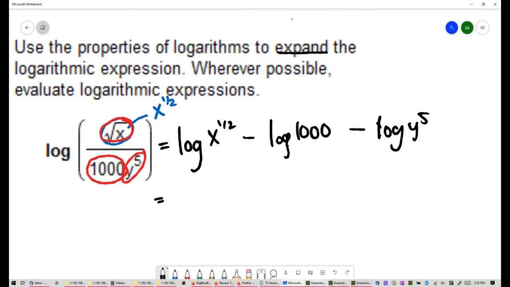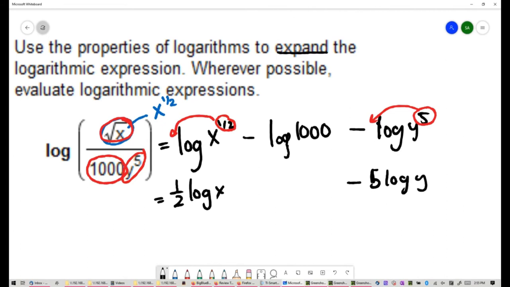We're going to continue to simplify this using another log property called the power rule. And when you have a power inside the log, like both of these do, you can move that exponent into the coefficient. So we're going to move it in front of these two logs. So this becomes 1/2 log x, and this one becomes 5 log y.